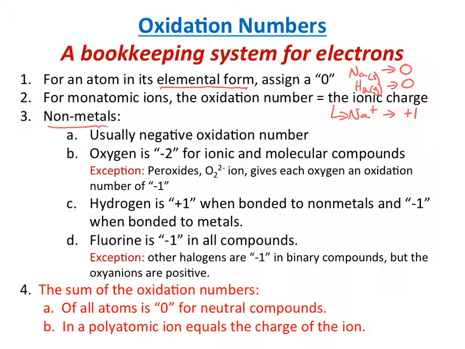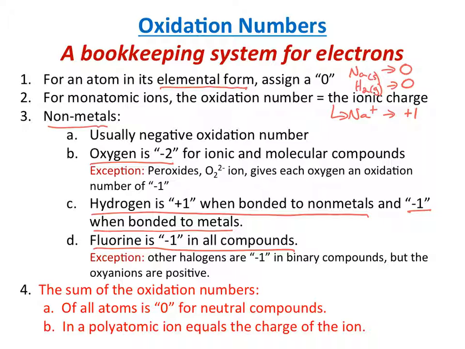Whenever we talk about the nonmetals, there's a bunch of other rules. Usually these are going to be negative oxidation numbers. Oxygen is pretty much always -2 for ionic and molecular compounds. The only exception is when you talk about peroxides, which we don't encounter that often. Hydrogen is going to be +1 when bonded to a nonmetal, and it's just -1 if it's bonded to a metal.